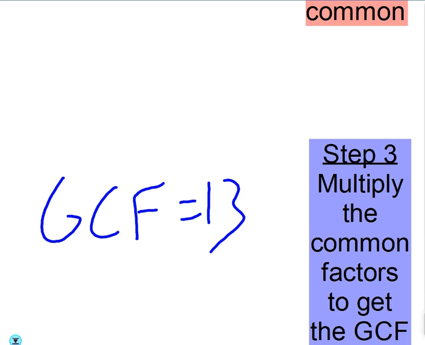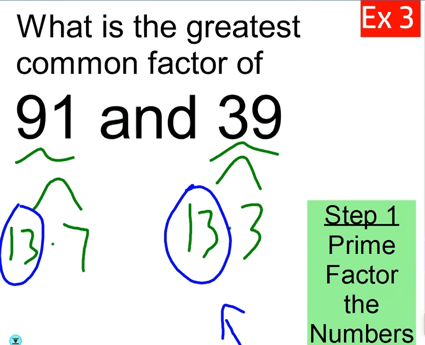Again, 13 is the biggest number that we can divide these numbers by and get a number back. 91 over 13 is 7. 39 over 13 is 3.